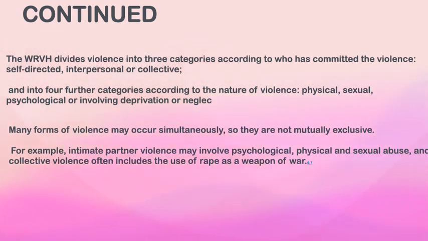Violence is divided into three categories. According to the WHO, by who has committed the violence: self-directed, interpersonal, or collective, and into four further categories according to the nature of violence: physical, sexual, psychological, or involving deprivation or neglect. Many forms of violence may occur simultaneously, so they are not mutually exclusive. For example, intimate partner violence may involve psychological, physical, and sexual abuse, and collective violence often includes the use of rape as a weapon of war.